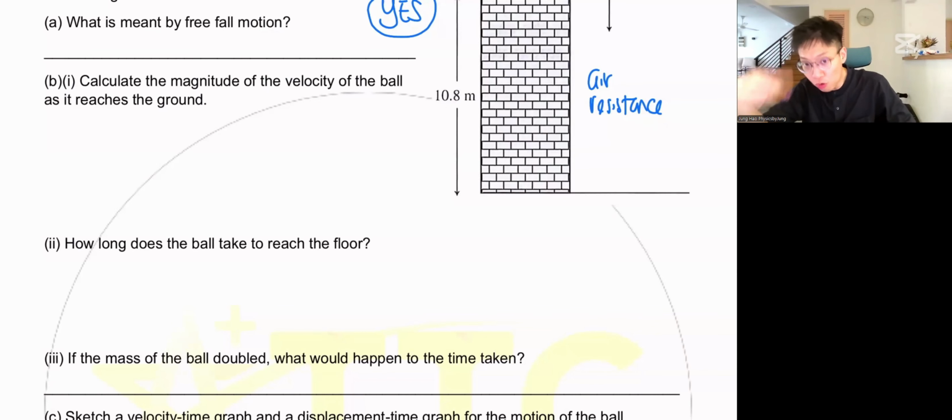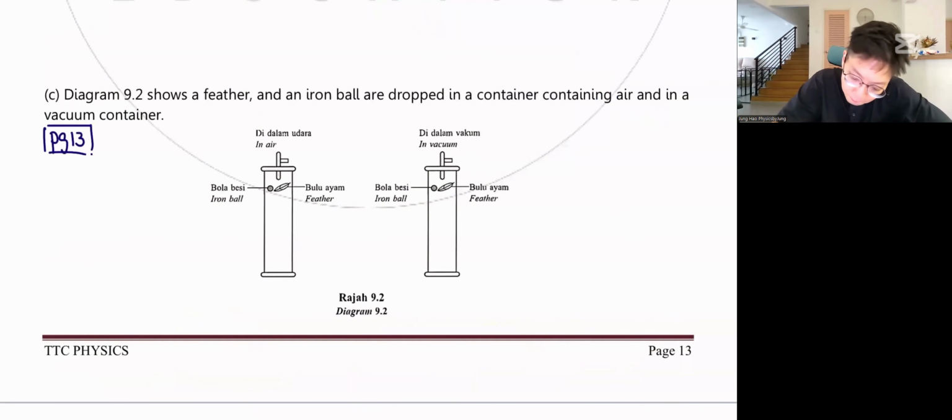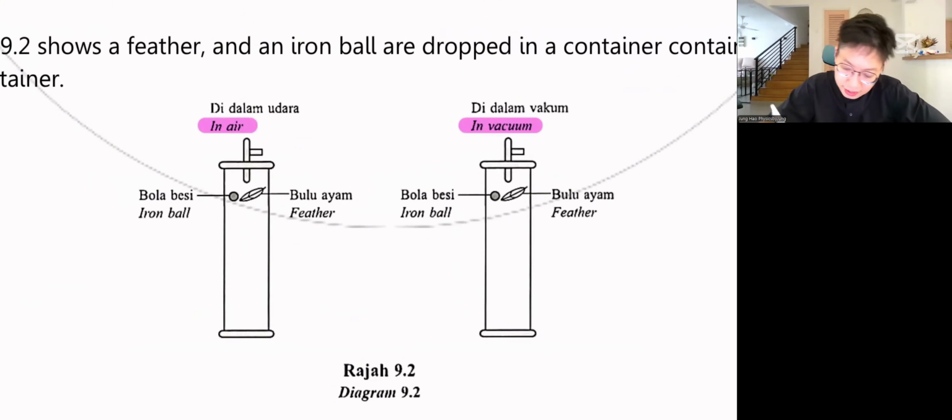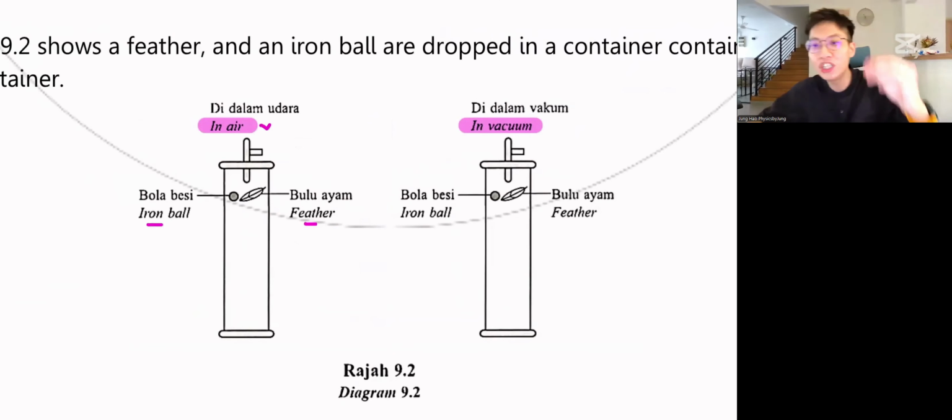For example, I'll show you another question where it is not vacuum. You can go and see page 13. Let's say they give you a question like this. You see here, they purposely tell you that this one is in air, and this one is in vacuum. Then obviously there will be a difference. Now I want to test you all. In air, the iron ball and the feather, which one reaches the ground first?